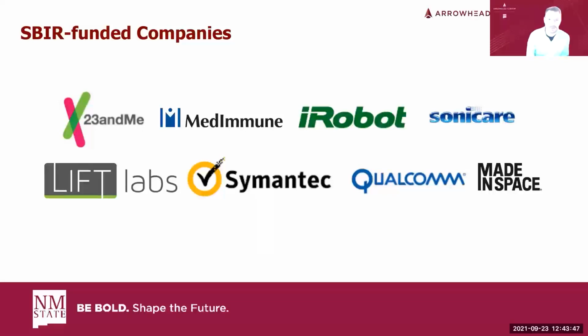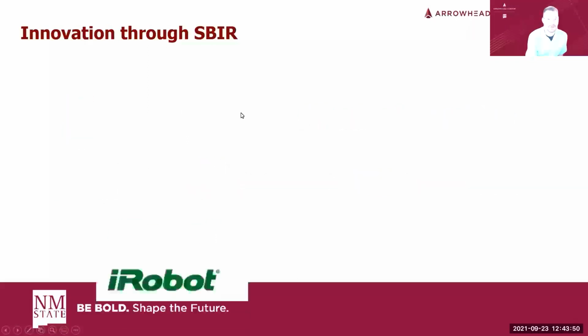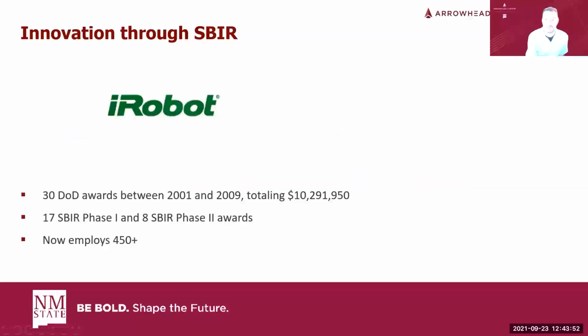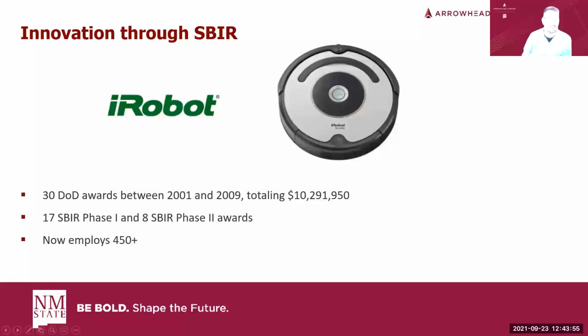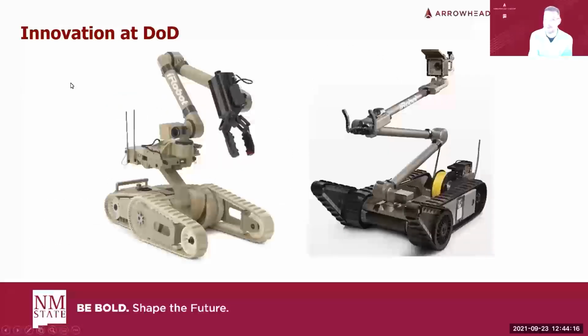And the one is iRobot. So everybody knows iRobot. It's the Roomba people. It's the people that made this little robotic vacuum cleaner. And iRobot actually got their start with DoD funding. They got their start with SBIRs through the Department of Defense. And you're going, well, why do they need robotic vacuum cleaners? Well, they didn't. But they needed something very important to their mission. They needed DoD robots. So iRobot won awards for creating these explosive ordnance disposal robots for the Department of Defense.